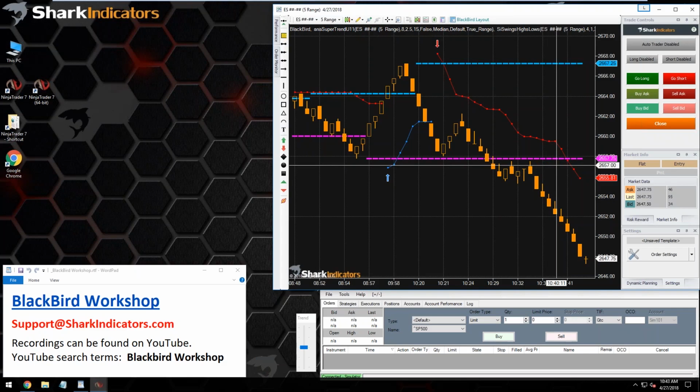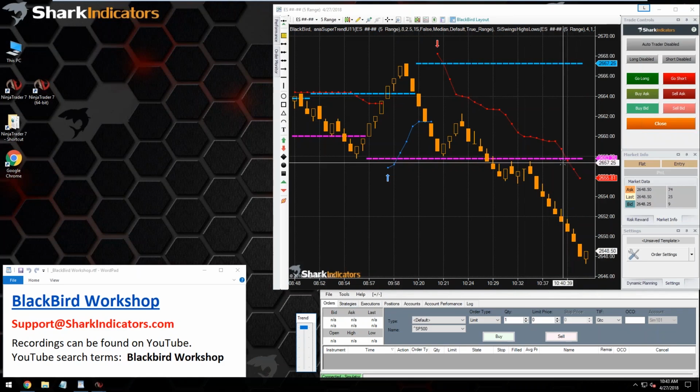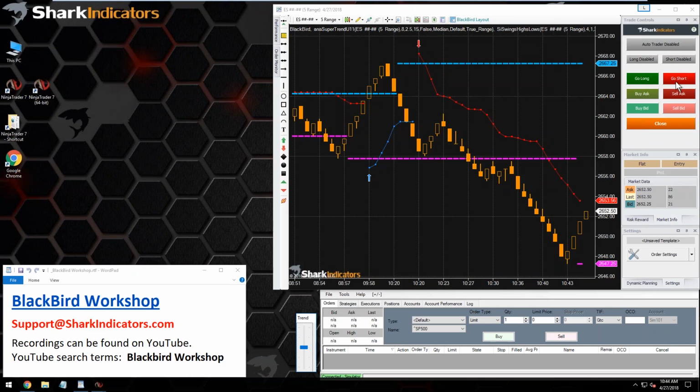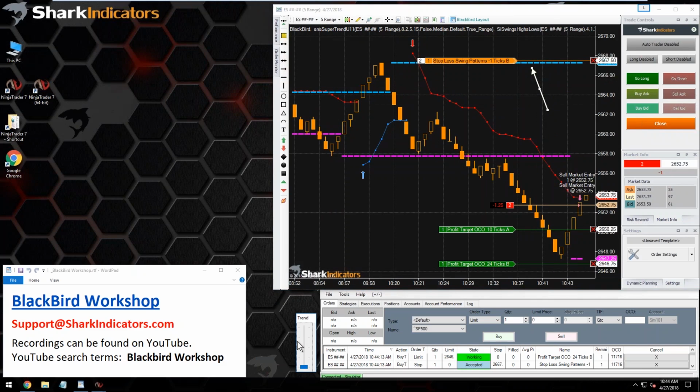All right, let me move the market up, and I'll take a short trade. I can't take a long trade because the swing low is above the market. So now I'll take a short trade, and here we go. We can see my stop loss is sitting one tick above the swing high there.